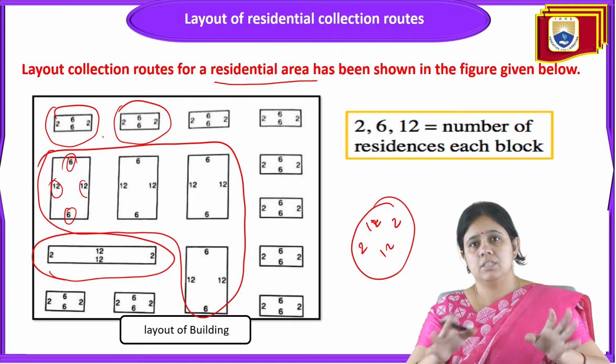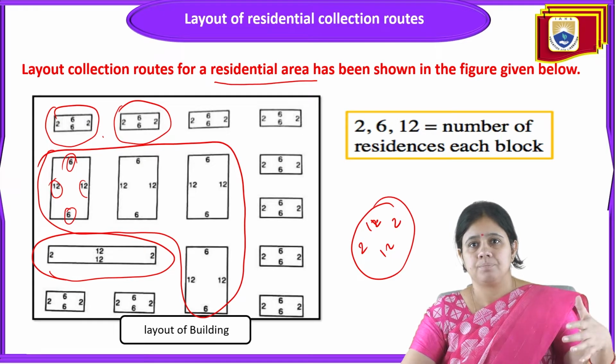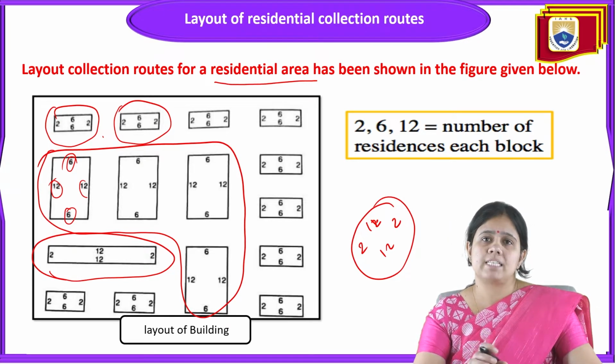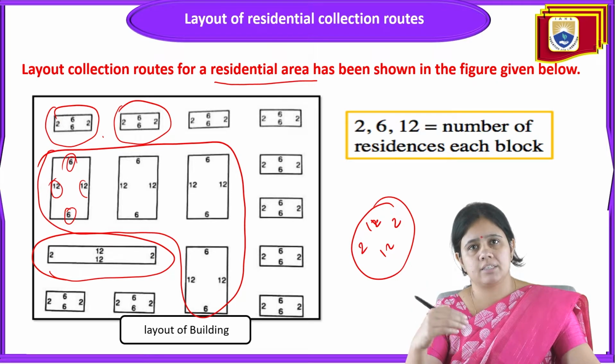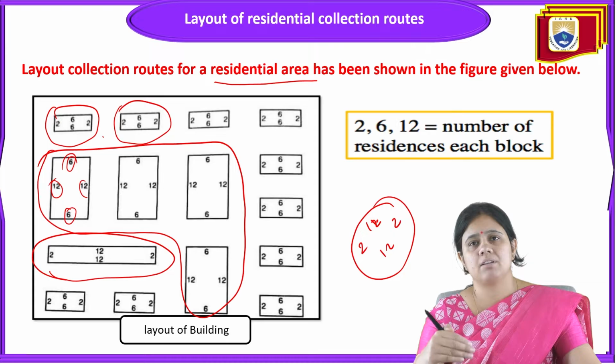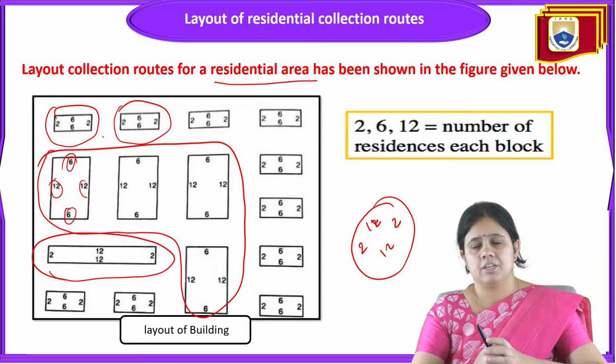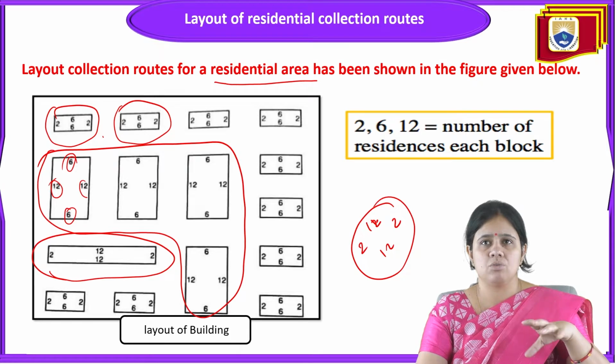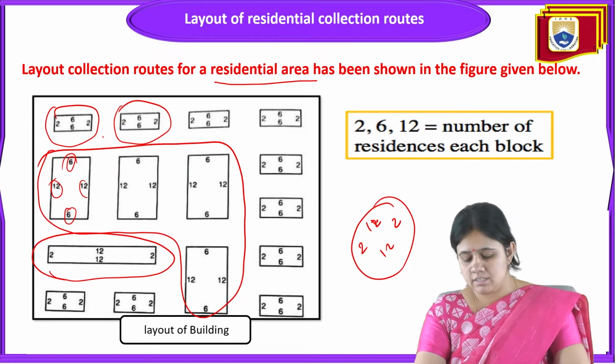To serve this building, how will you design the route so that the collection people cover the maximum points, and that will be sufficient for this particular area? First we have to keep in mind how many persons there are and how much waste they are generating. So for making a layout of the collection route for this residential area, let's start the discussion.